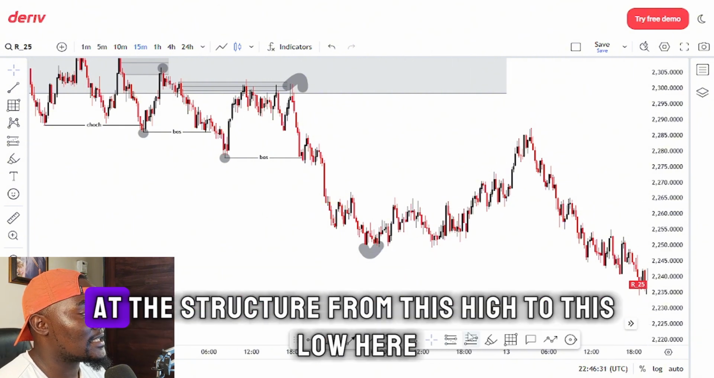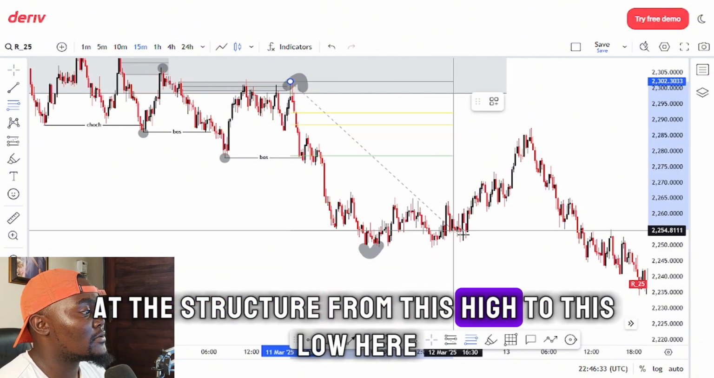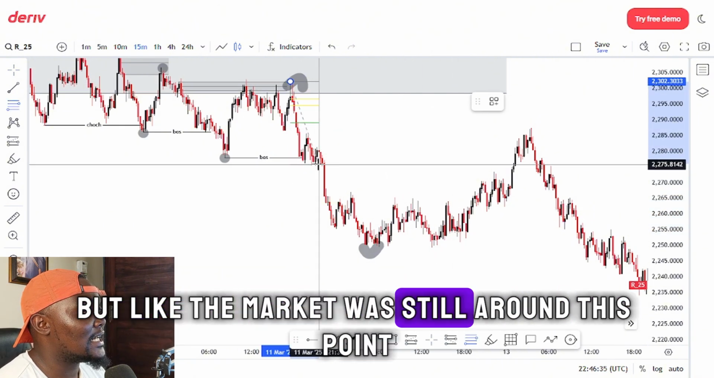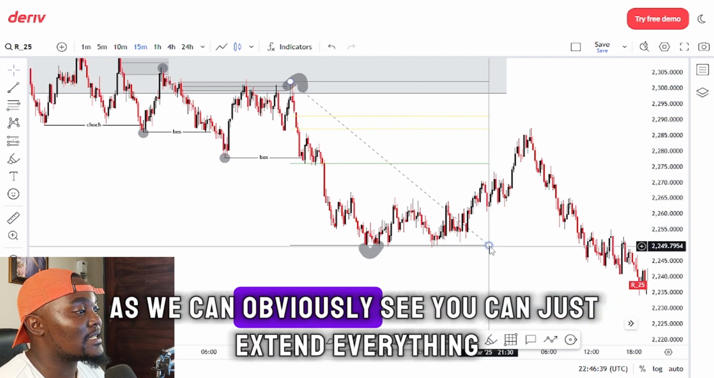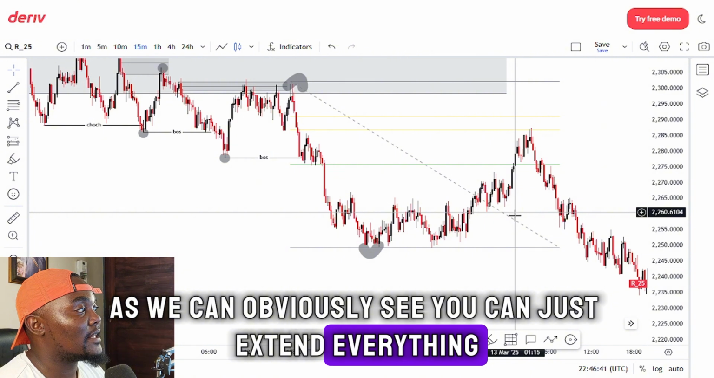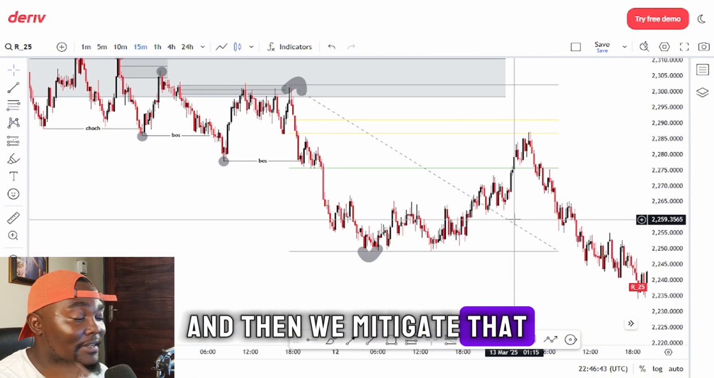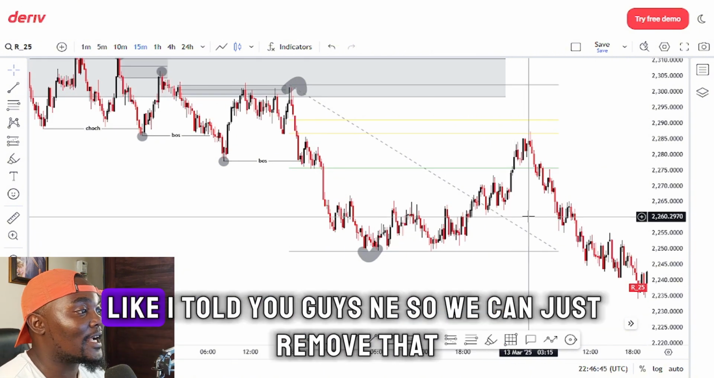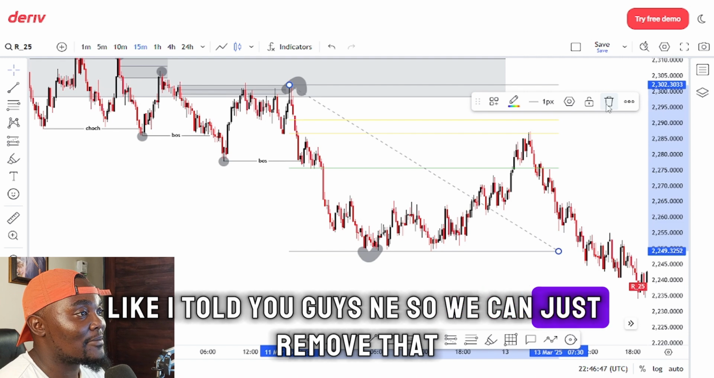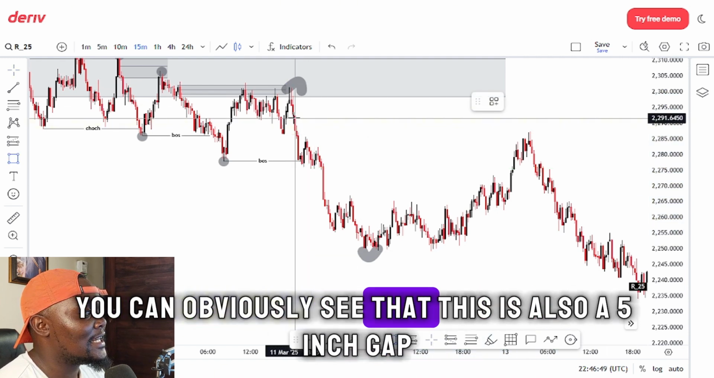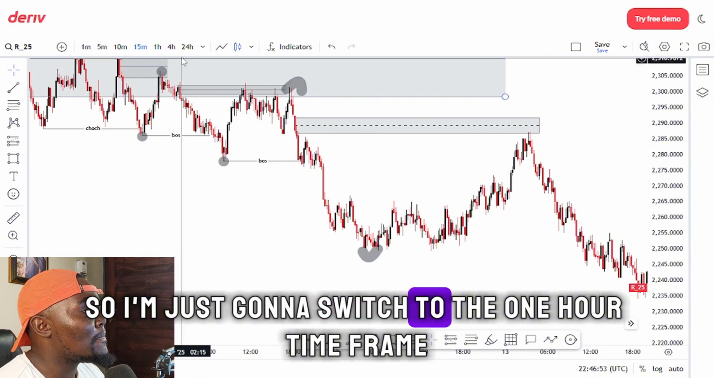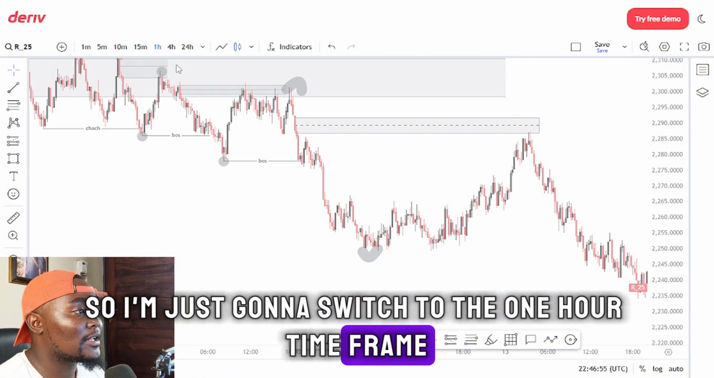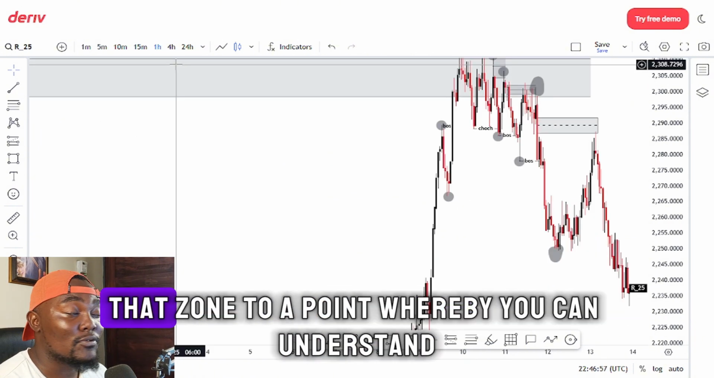So we were looking at the structure from this high to this low here, but the market was still around this point. So we had that 3 candle pullback, as you can obviously see. We can just extend everything, and then we mitigated very nicely into the golden zone, like I told you guys. Now we can just remove that. You can obviously see that this is also a fair value gap, guys. Now I'm just gonna switch to the 1 hour time frame, so that I can refine that zone to a point whereby you can understand.